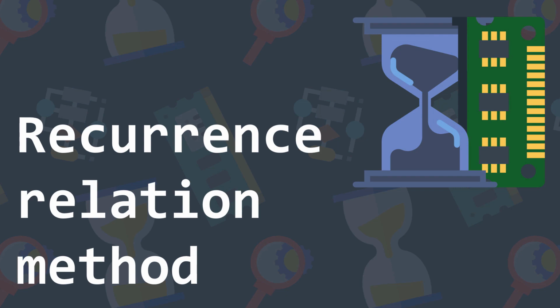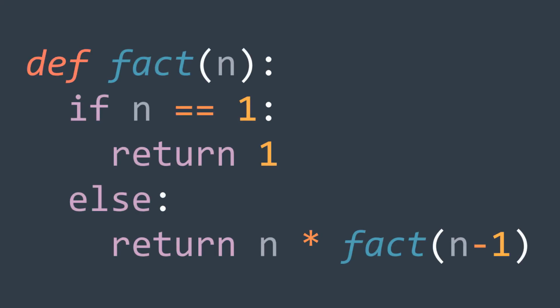Welcome to this new video where we will learn how to identify the time complexity of a recursive function by using the recurrence relation method. The idea is that we keep replacing the cost of recursively solving the subproblems until we reach the base case. At that time, we'll have the total cost of the recursive process. Okay, let's take the factorial function for example.